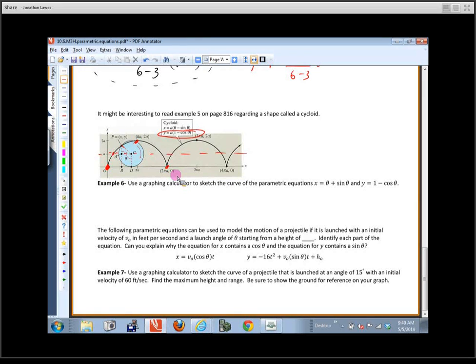Which one starts on the center line? Sine starts on the center line. Do we want it on the center line? We don't, so it's going to be a cosine.